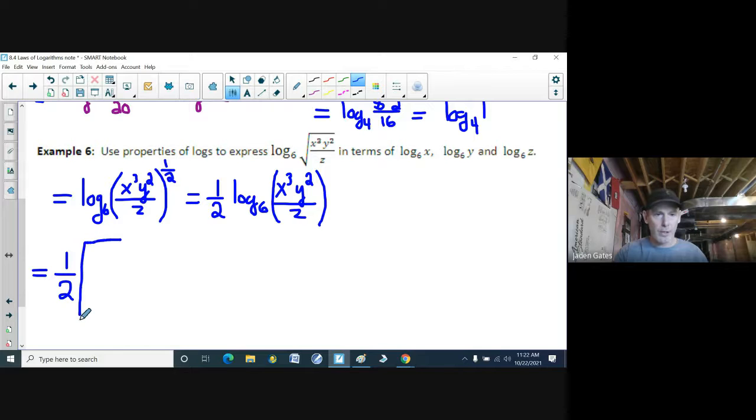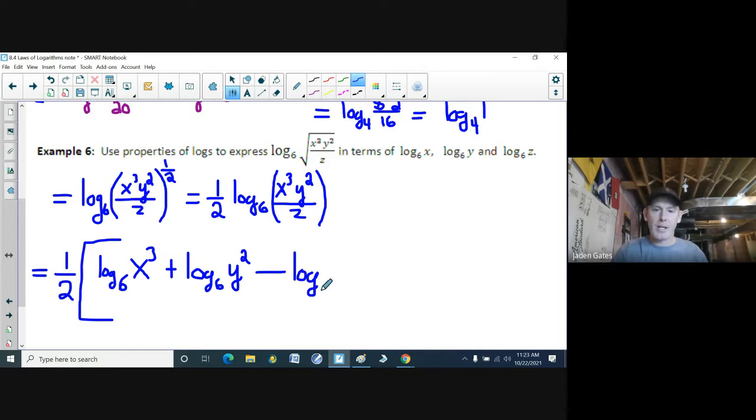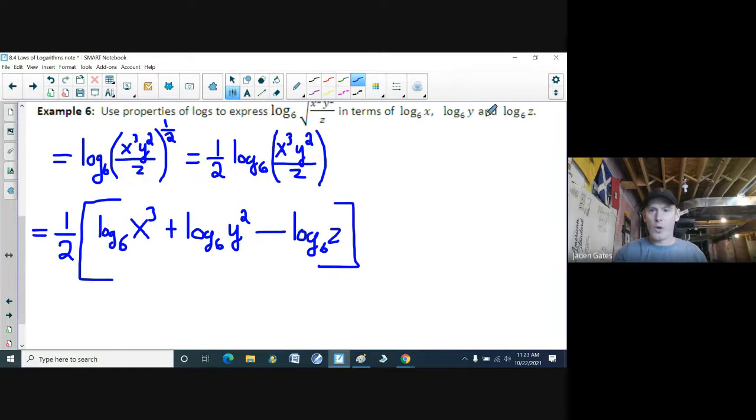So I'm going to break it up. I'm going to have big square brackets here. So the first part now is I'm going to write it as log base 6 x cubed, plus, because I'm multiplying that y squared term, log base 6 y squared. Then I've got this divided by z, so minus sign, log base 6 z. There we go. Now, we're not quite there yet because of what it says here, it needs to be in that form.